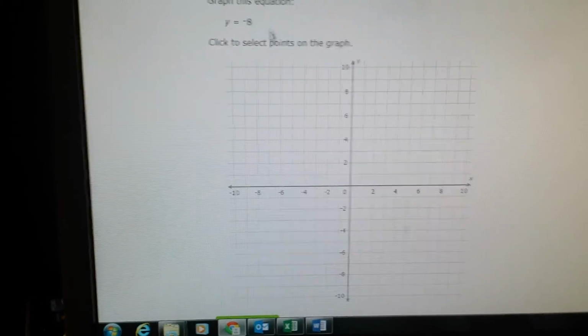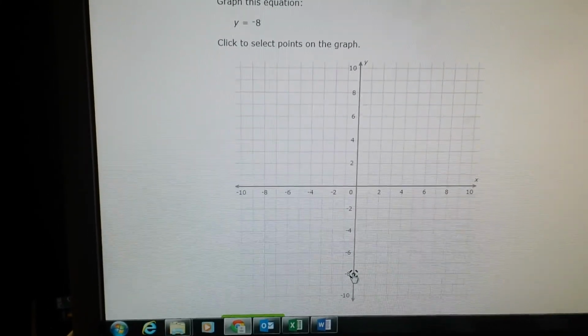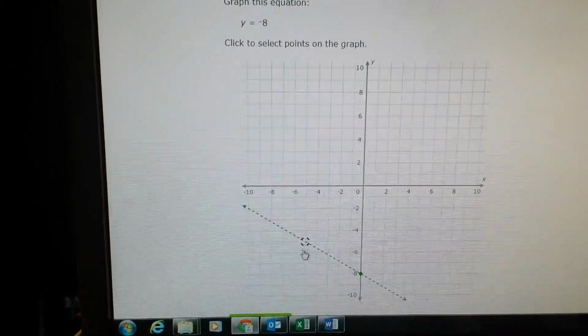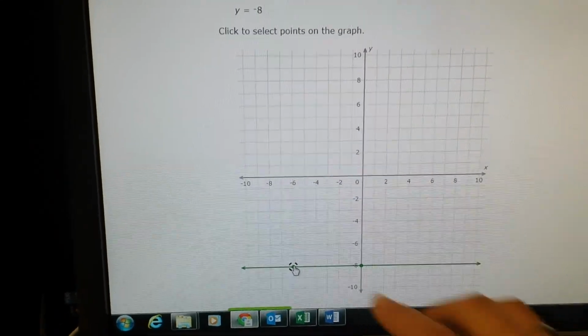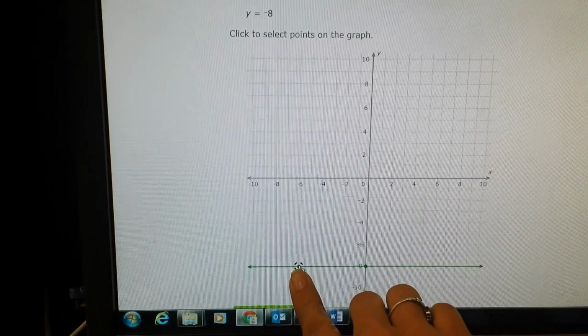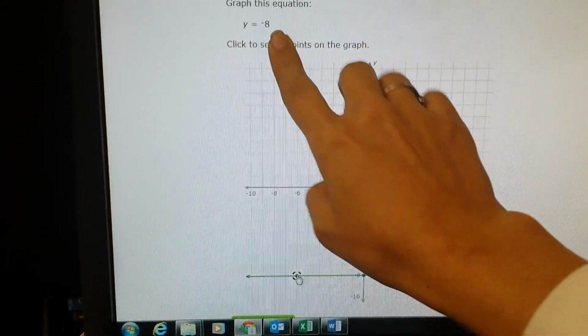Alright, y is equal to negative 8. So you're going to go to the y-axis to negative 8. You'll put a point there. You will be tempted to draw it straight like this, but always opposite. So it's going to be x. Alright, then check a couple of points. So this point right here is negative 6, negative 8. So you see how negative 6, negative 8. So y is equal to negative 8.